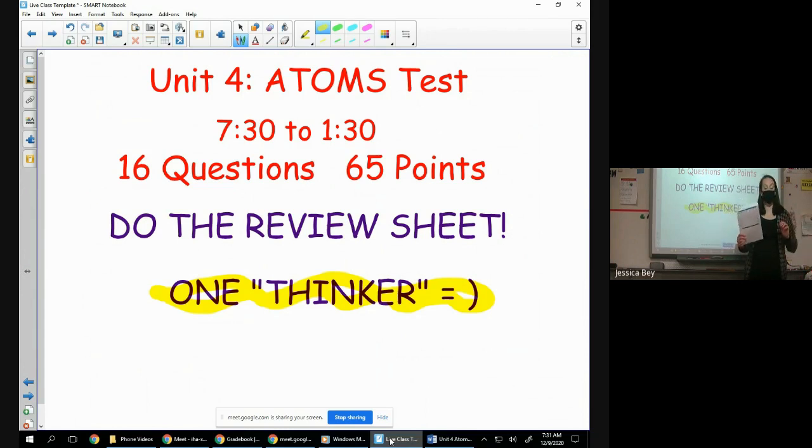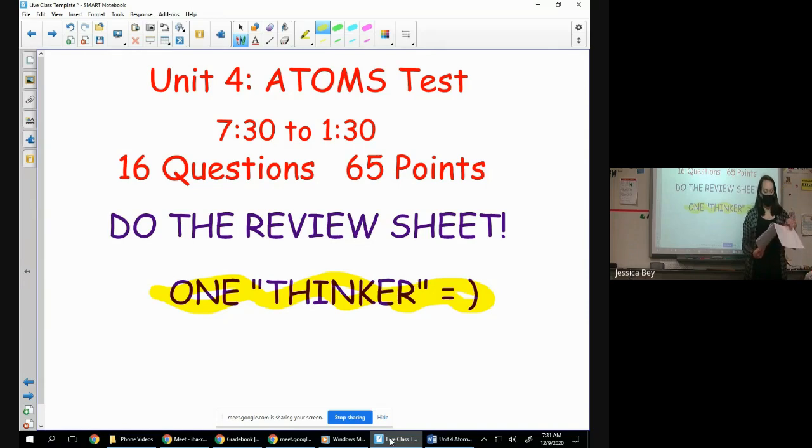So what we're going to do today, it's open from 7:30 to 1:30. Those of you at home, make sure you get that done. You guys will obviously take it in class. You will need your periodic table out, and you are also more than welcome to have a calculator. I put the calculator in there, especially for some of the atomic structure stuff if you want.